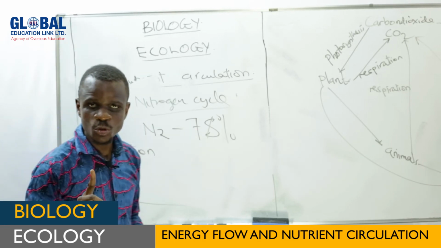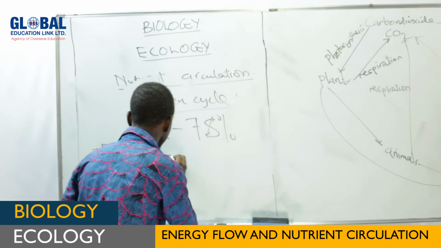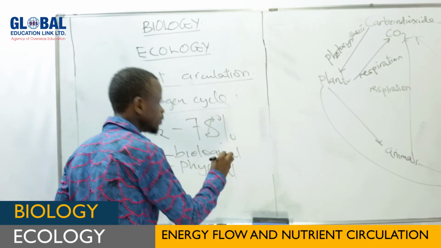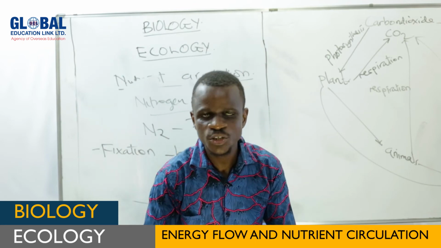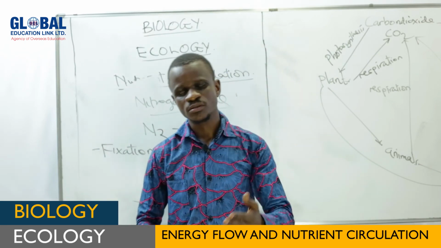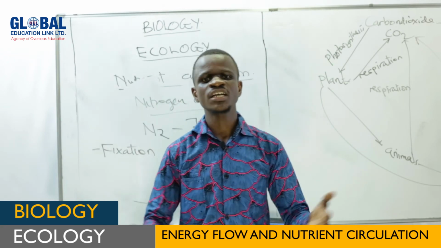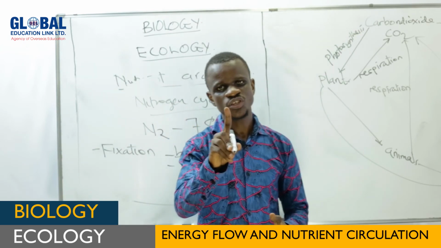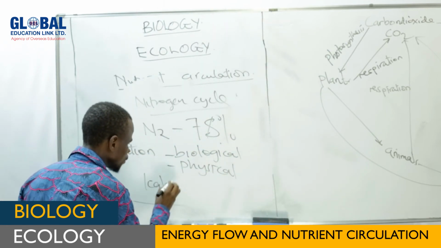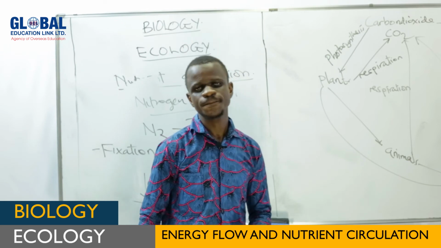Fixation. Nitrogen fixation, which is done biologically or physically. Therefore, biological and physical processes are involved in fixation of nitrogen. Take an example. Plants like soya beans contain bacteria which can fix nitrogen. Bacteria like Rhizobium can fix nitrogen from the soil to the plant. Lightning. This is now a physical process. Also fixes nitrogen to nitrate.